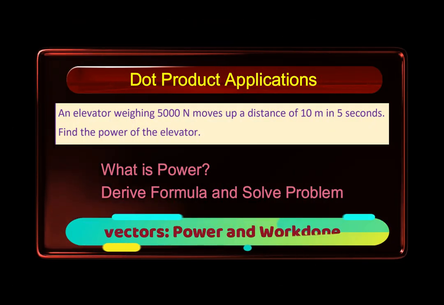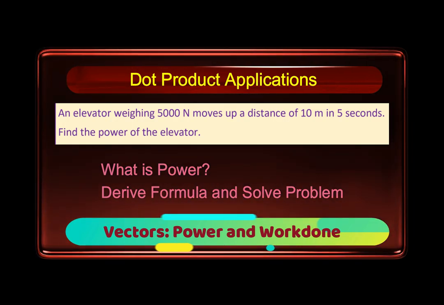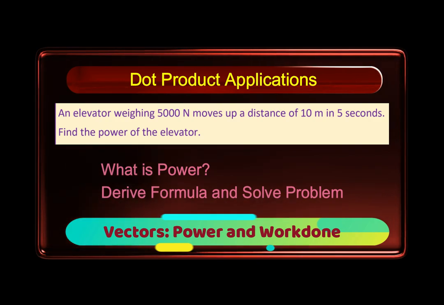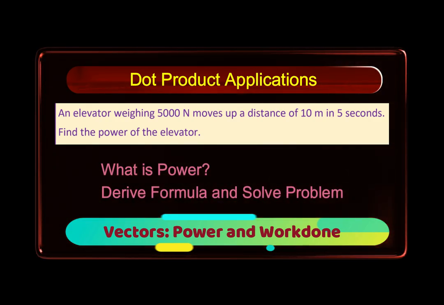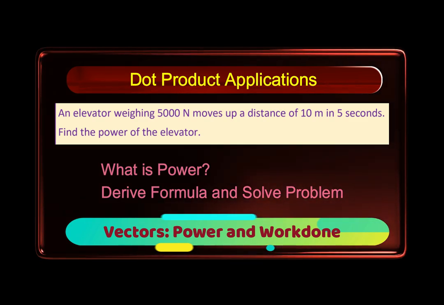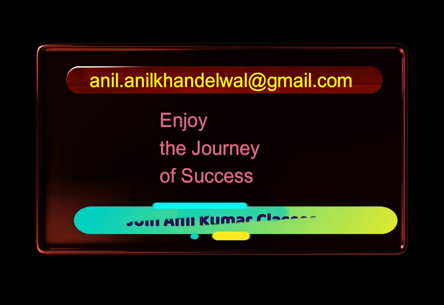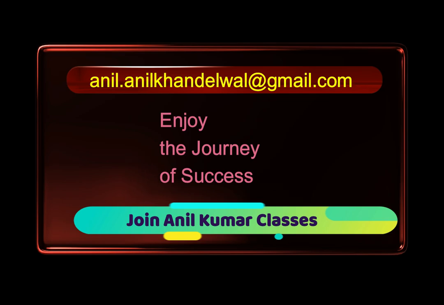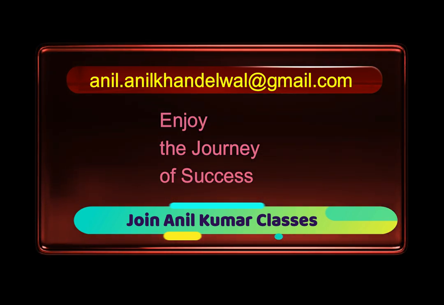Welcome to another interesting test question on vectors. You need to find the power of an elevator which moves up 10 meters in 5 seconds. What is power? How do we calculate it? Well, it is a dot product. We will see its derivation and the solution in this particular video.